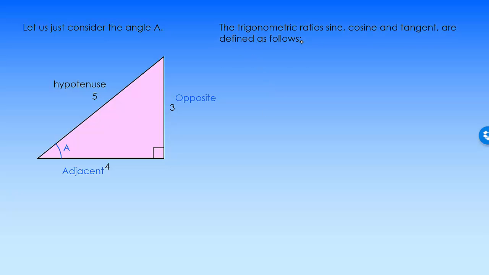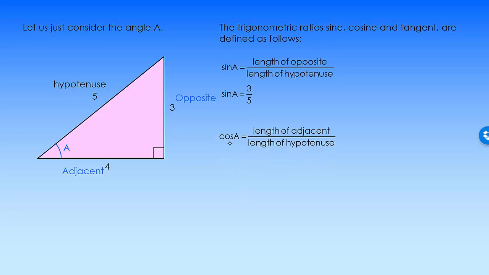The trigonometric ratios sine, cosine and tangent are defined as follows. The sine of A is the length of the opposite divided by the length of the hypotenuse. The length of the opposite we can see is 3, the length of the hypotenuse is 5, and therefore sine A is 3/5. Cos A is the length of the adjacent divided by the length of the hypotenuse. So that's 4/5.